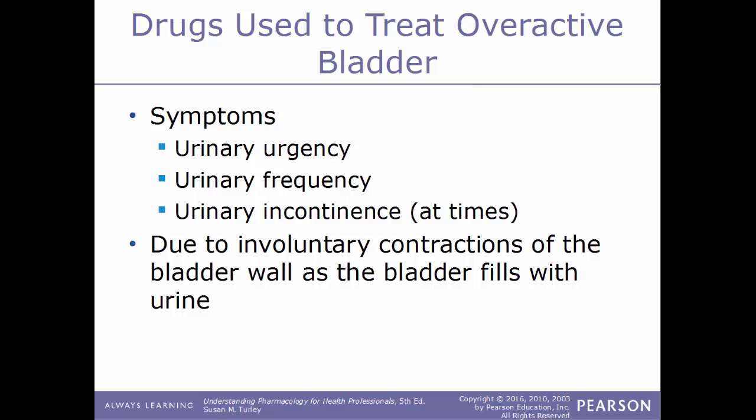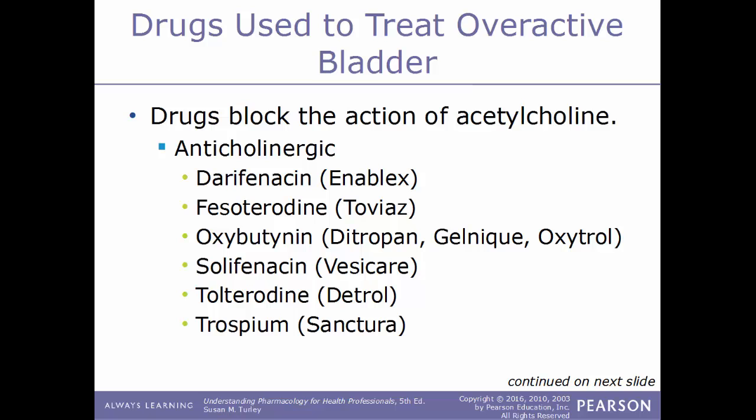Okay, now we'll talk about drugs that are used to treat overactive bladder. Some common symptoms of an overactive bladder include urinary urgency, urinary frequency, and urinary incontinence at times. All these symptoms are due to the involuntary contractions of the bladder wall as the bladder fills with urine. And the drugs that are prescribed to treat an overactive bladder work in various ways.